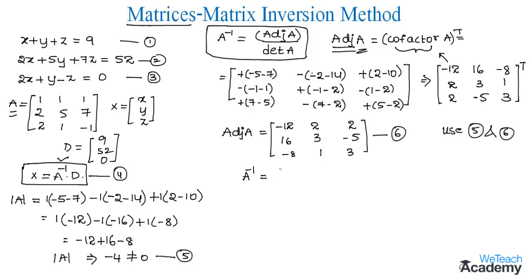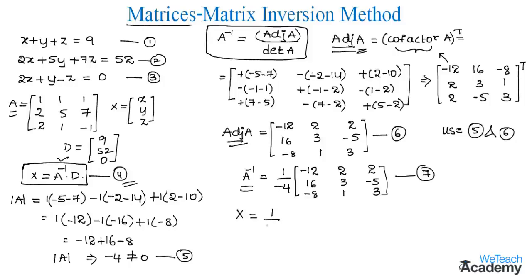So we can write this as 1 by the determinant value, which is -4, into the matrix of adjoint A. And now let us name this value as equation 7. Then in order to find the matrix X, we need to use equation 4. That is, X is equal to, by using equation 7, let us write the value of A inverse, that is 1 by -4 into the adjoint A matrix, that is -12, 2, 2 and so on, into the matrix D, which is 9, 52 and 0.